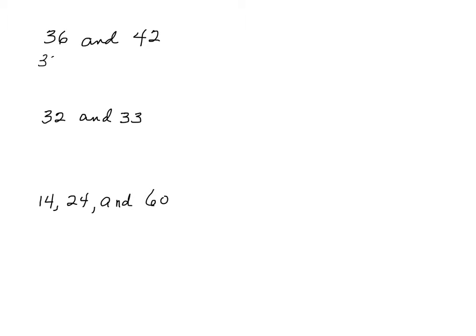Well, 36 can be written as the smallest prime that divides into 36 is 2. 2 times what is 36? 2 times 18. But 18 is 2 times what? 9. But 9 is 3 times 3. Right? And so ultimately that's going to give us 36, which can be written 2 squared times 3 squared.